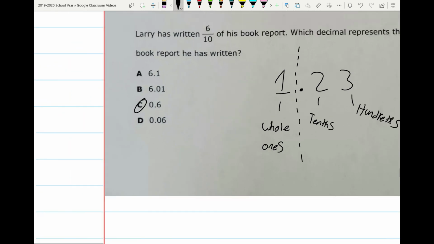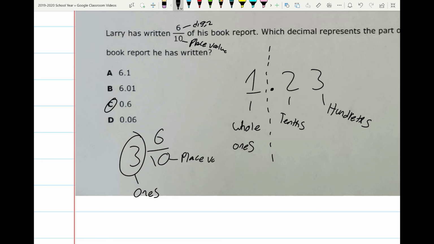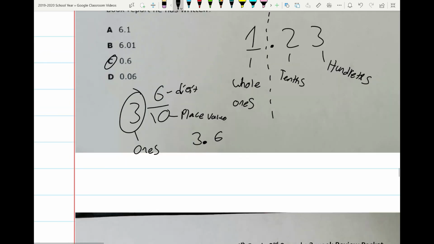Remember, my denominator tells me the place value, and this is my digit. If I had 3 of 6/10, this whole number will be in the ones place value, and this will still be in the place value of tenths, and this is my digit. So therefore my number will look like this: 3 and 6/10.